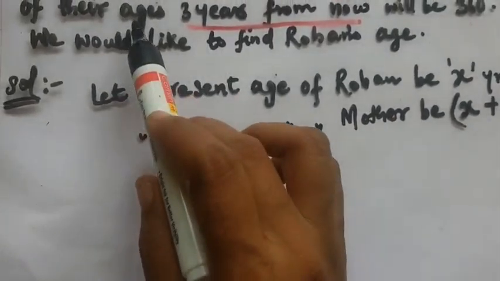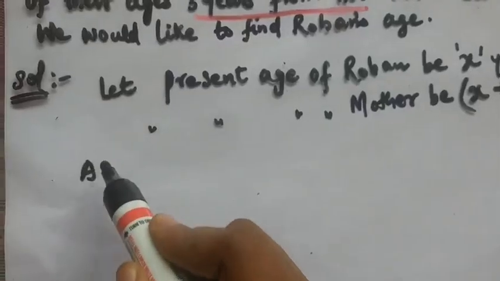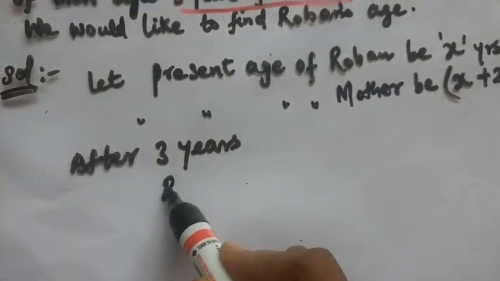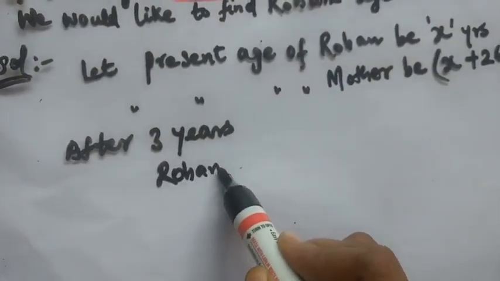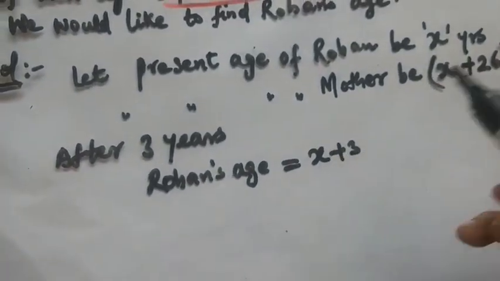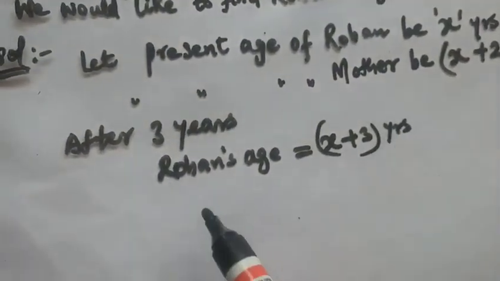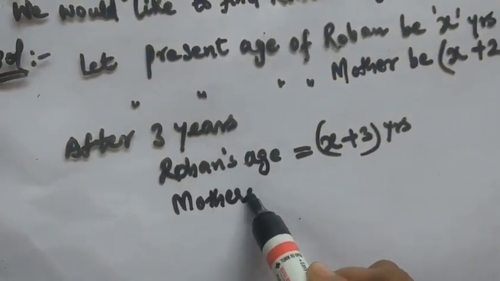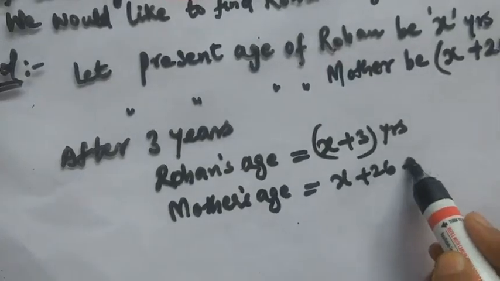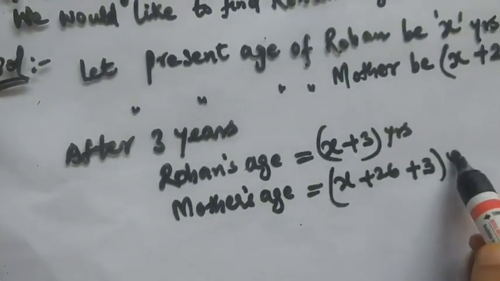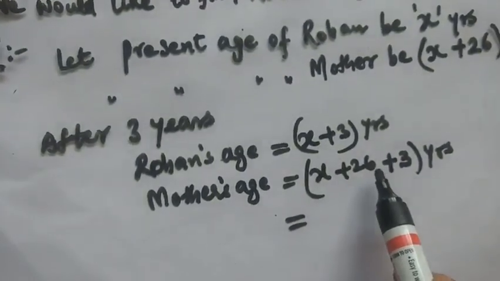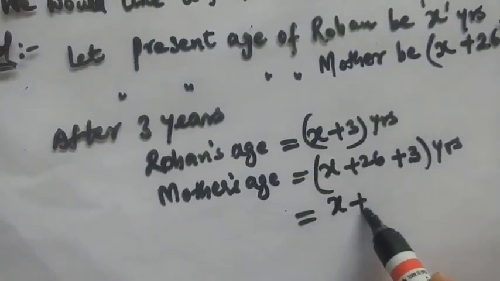And after 3 years from now, we have to write after 3 years what will be their ages? After 3 years, Rohan's age is equals to X plus 3 years will be added to him, and mother's age will be, it is the present age X plus 26, only simply you have to add 3 more years, because we are talking about after 3 years what will be their age. These two are unlike terms, I can't add, but here there are 2 constant numbers I can add, so it will be X plus 29 years will be the mother's age.